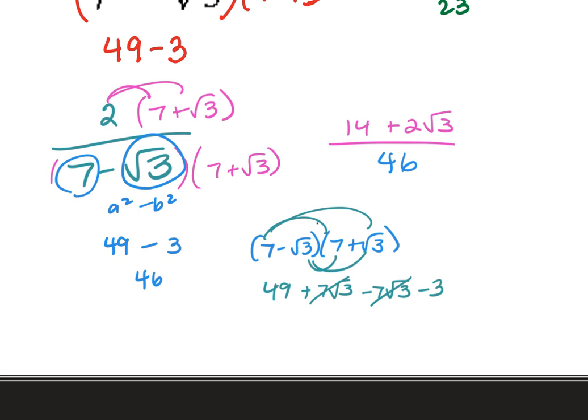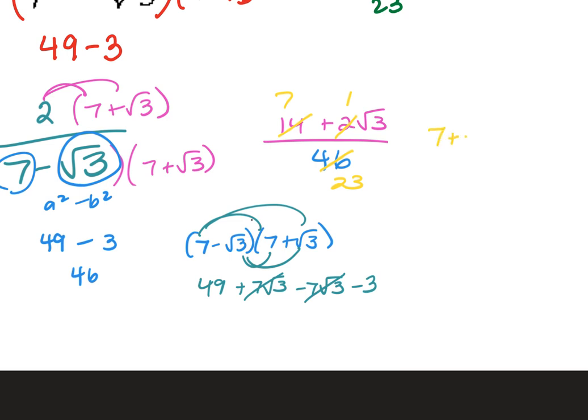And then these are all divisible by 2. So I would take it one step further. 7 plus square root 3 over 23.